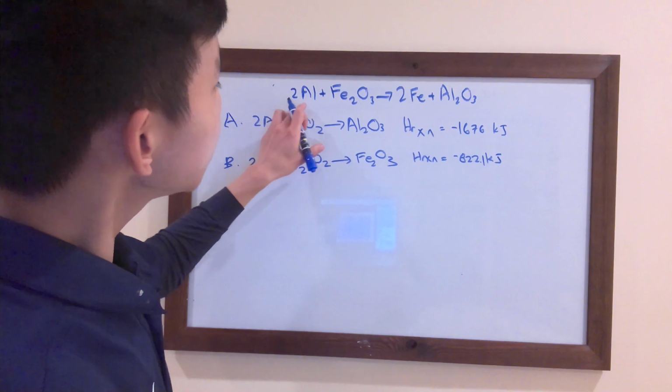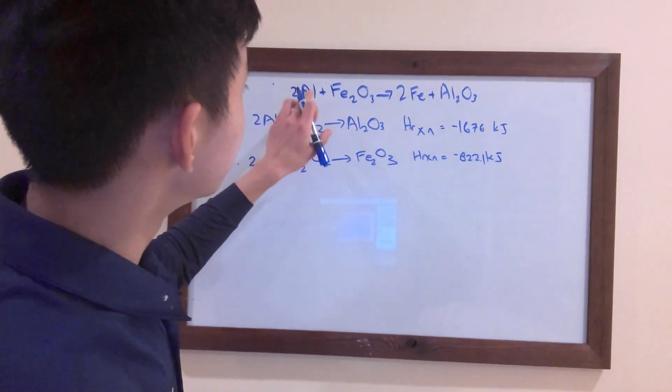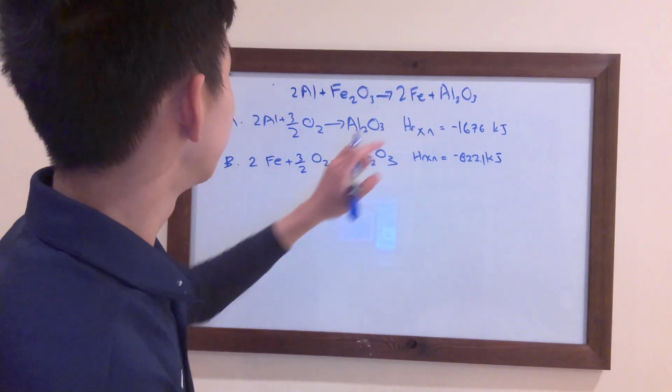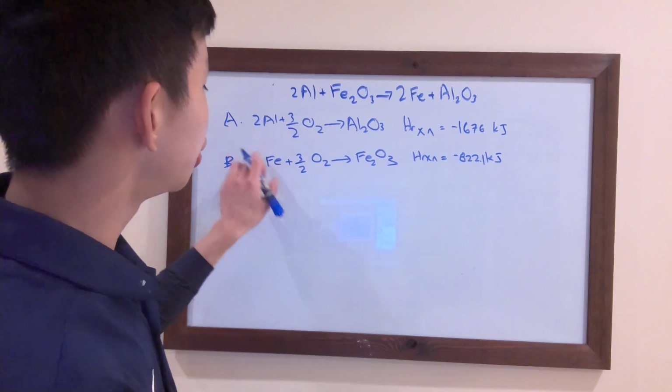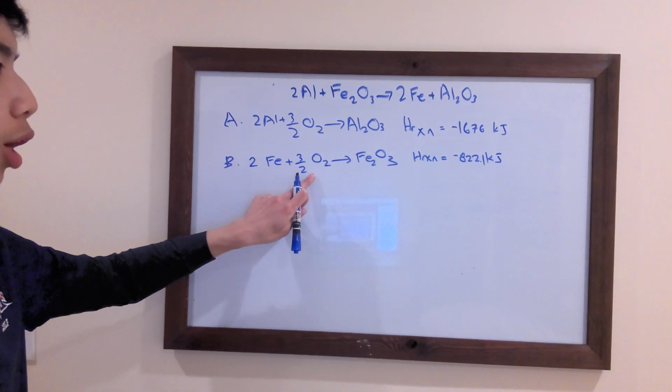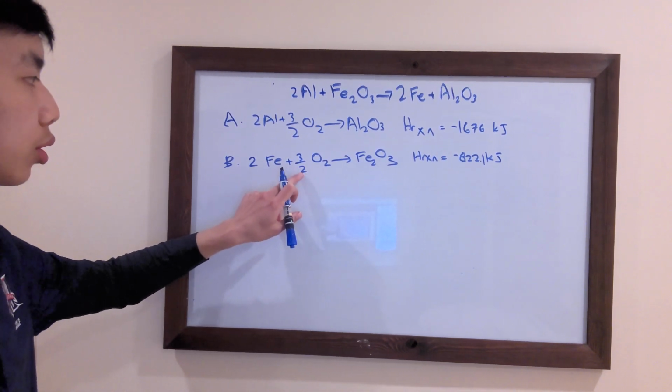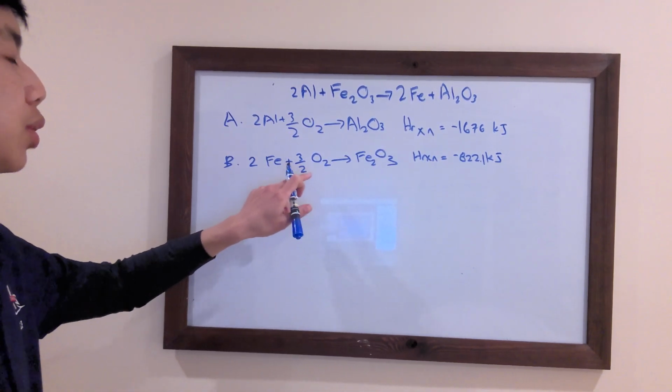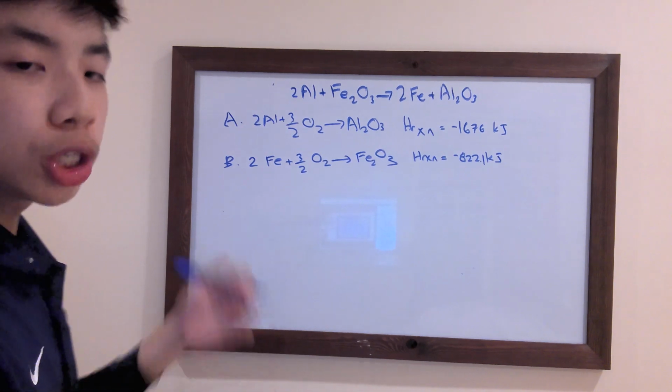Look, in this equation, there's no O2. However, in these 2 equations, we have an O2. There's one O2 right here and one O2 right here. This means we need to cancel these O2s. So which one do we flip? That's the next question.